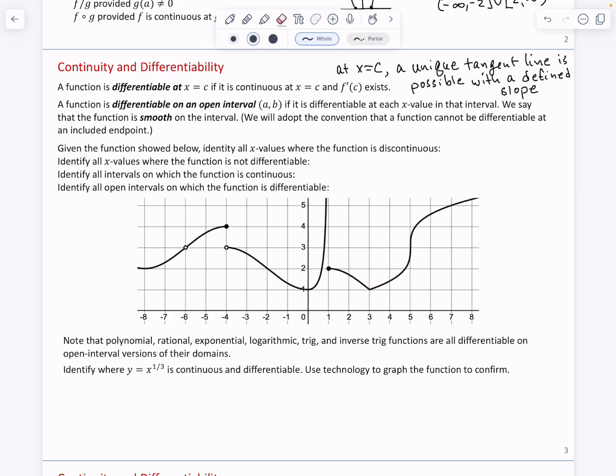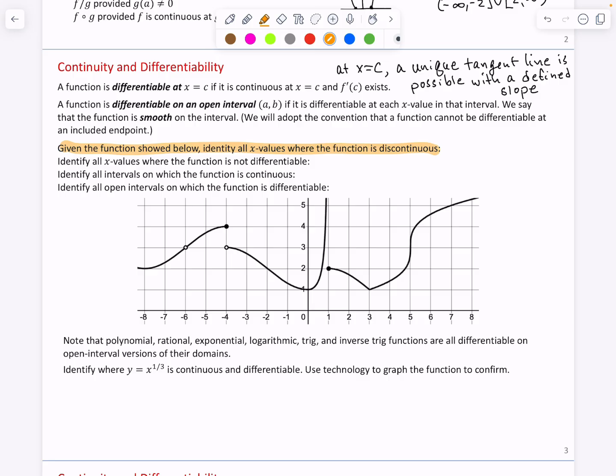Now, a function is differentiable on an open interval from a to b if it is differentiable at every x value in that interval. We say that the function is smooth on that interval. And we will adopt the convention that a function cannot be differentiable at an included endpoint.